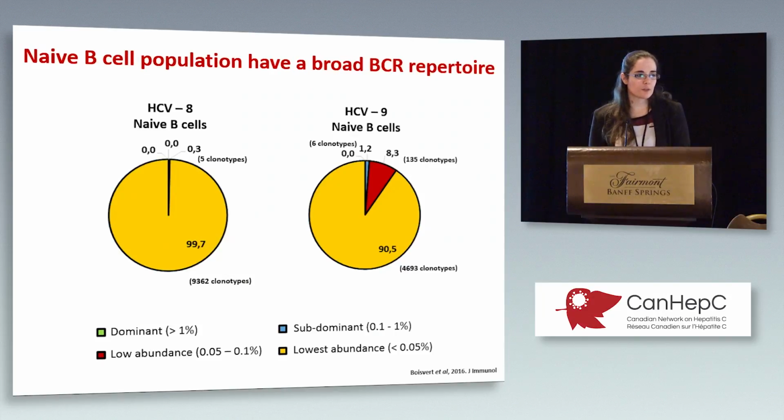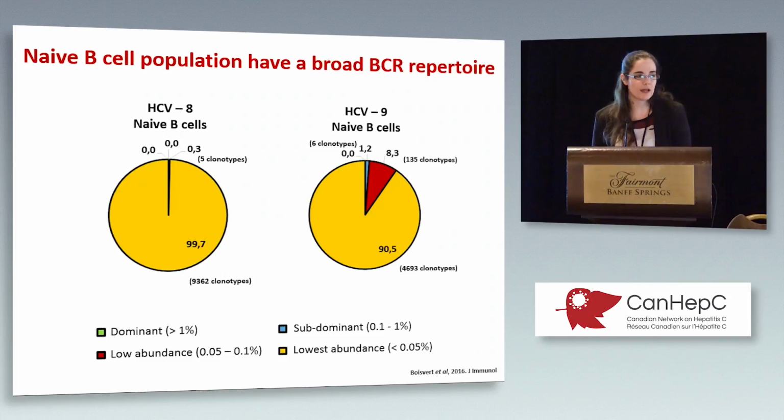And so first we look at the repertoire, so all the different sequences that are found. And if we look in the naive B cells first as a control, we could see that there is a very broad repertoire, which was expected. So we could find thousands of different clonotypes, which were all at a very low abundance.